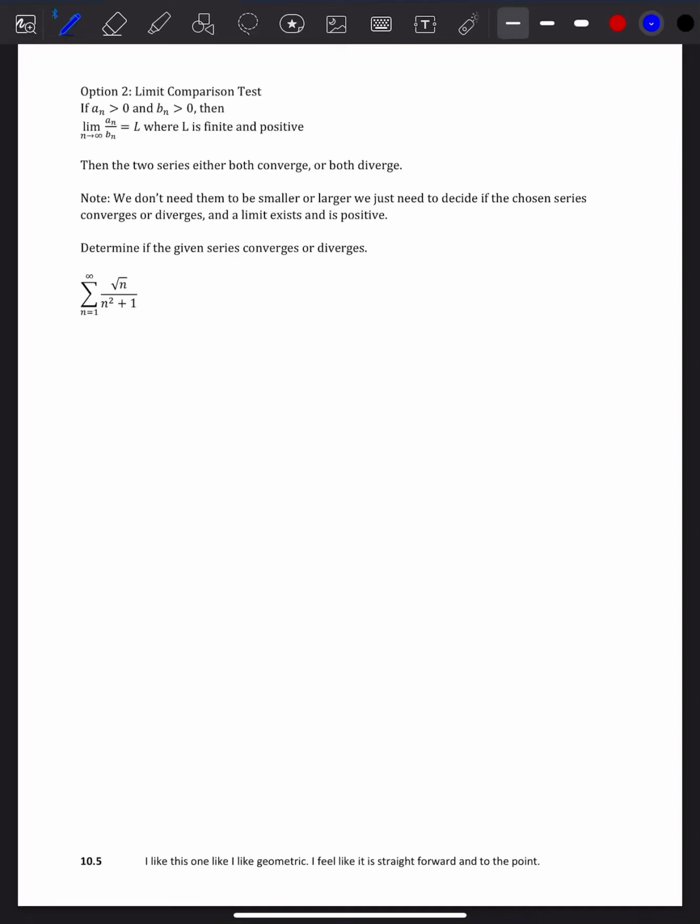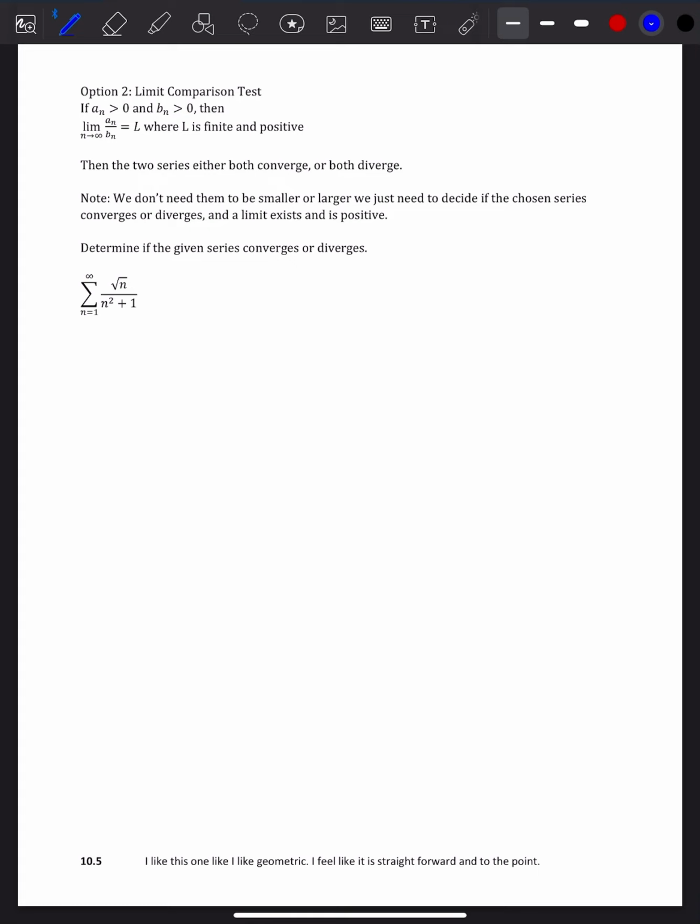Okay, so now we're going to look at the second option, which happens to be the limit comparison test. So a sub n has to be bigger than 0, b sub n has to be bigger than 0. If that's true, then the limit as n approaches infinity of a sub n divided by b sub n is equal to L, where L is a finite positive number. So what we mean is that the series consists of only positive numbers. When we say greater than 0, we can't have any negatives, which we'll talk about what we should do when we see negatives later.